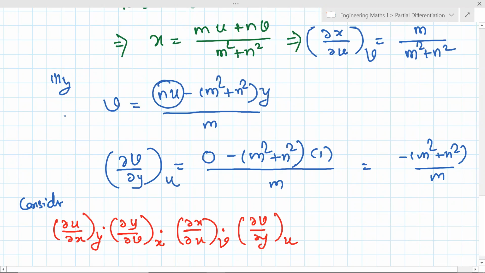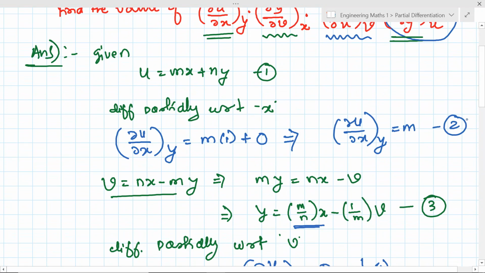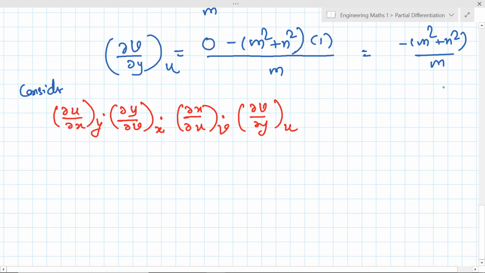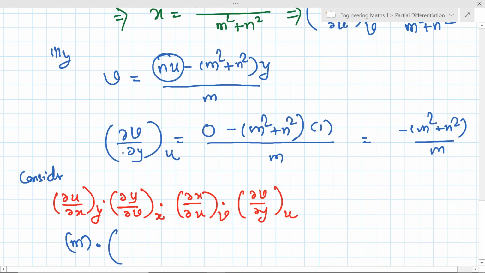Dou u by dou x treating y constant, काय बघूया. Dou u by dou x treating y constant, m, equation number 2 वरनं. This is nothing but m into dou y by dou v treating x constant. Dou y by dou v treating x constant, 4 वरनं minus 1 upon m मिळालं.